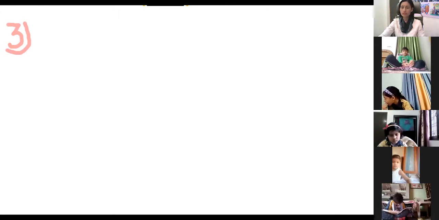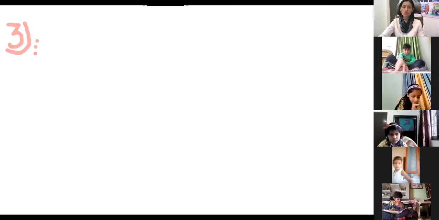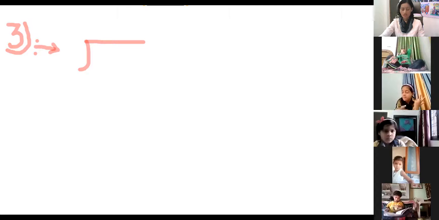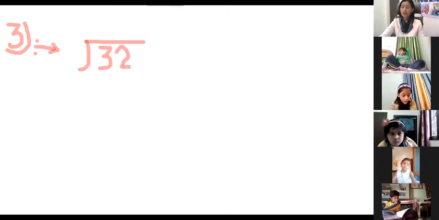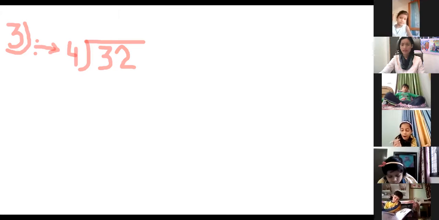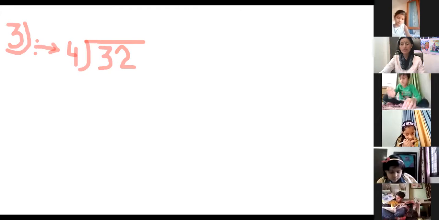Make a circle over there. Jagrati, don't talk during the class. Now make a sign of division. And now put 32 inside because we have to distribute 32 beads among 4 necklaces. Okay? Done? So first learn what is division.